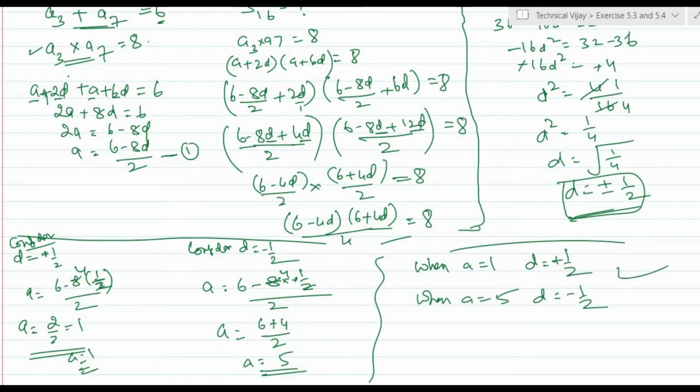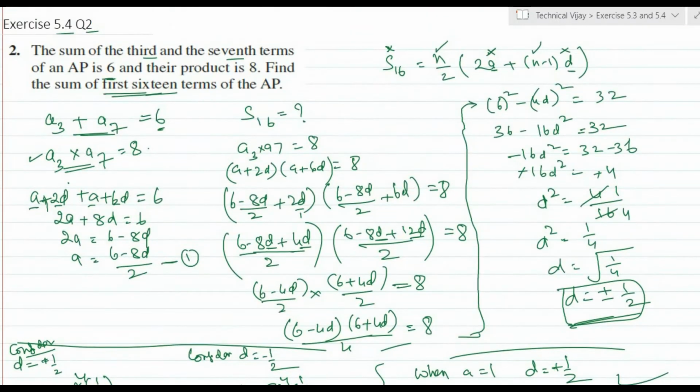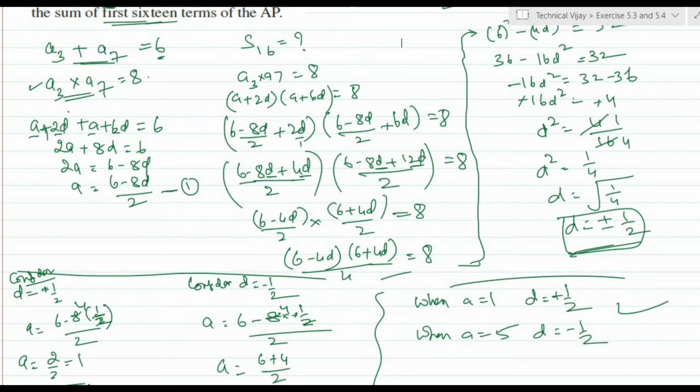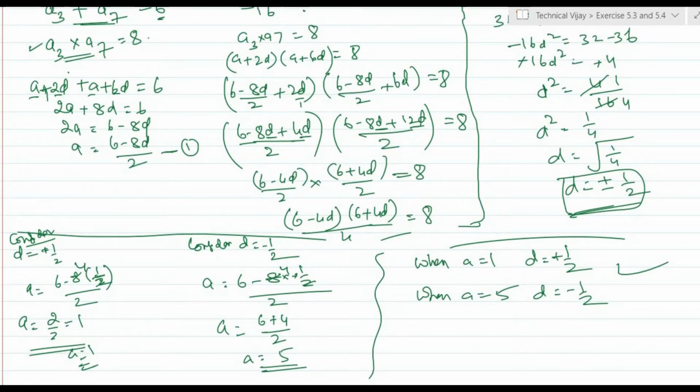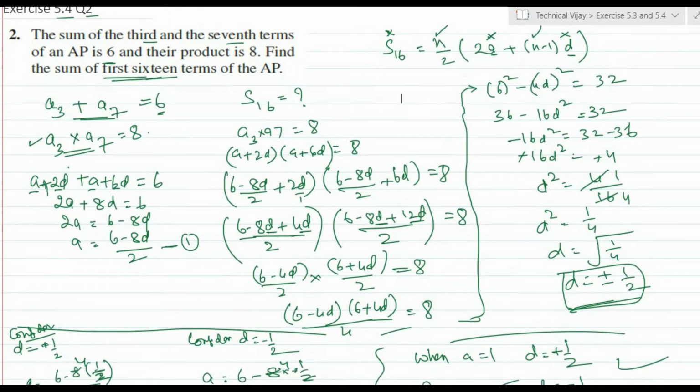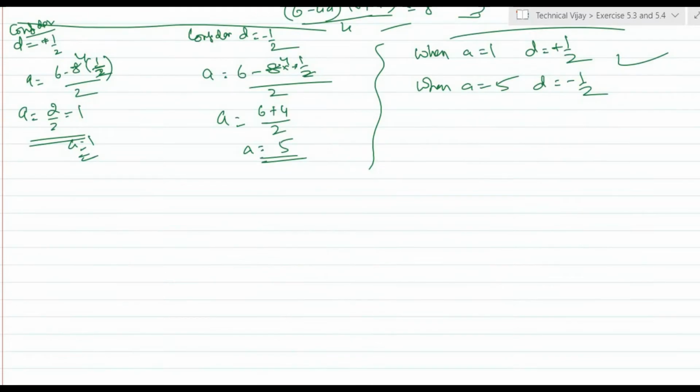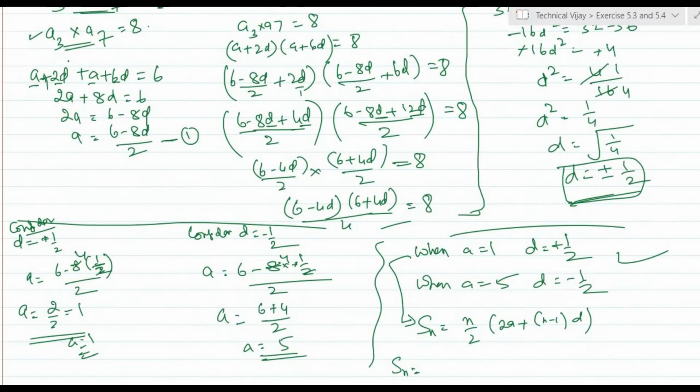So now by using these results, we will substitute in the sum formula. The sum formula we have written here, so we will substitute the a and d values we got, so that we calculate both the values. Sum is equal to n by 2 into (2a plus (n minus 1) into d). So first case, when a equal to 1 and d equal to 1 by 2, we will take. So Sn is equal to, n means how much? First 16 terms, n is equal to 16.